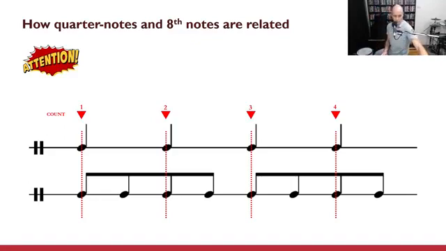Okay, so I'm going to go a bit quicker. So now we're going to go up to 170 beats a minute. So this is quarter notes being counted at 170 beats per minute. 1, 2, 3, 4. 1, 2, 3, 4. 1, 2, 3, 4. 1, 2, 3, 4.